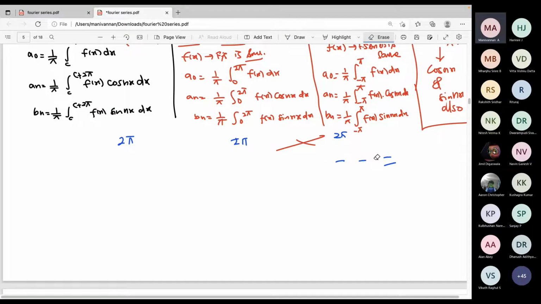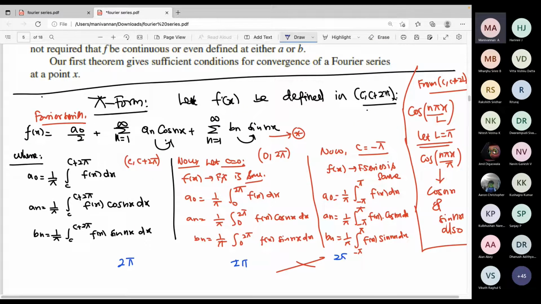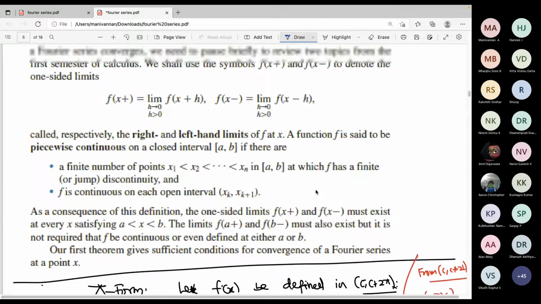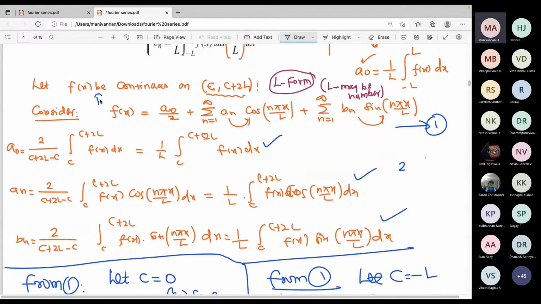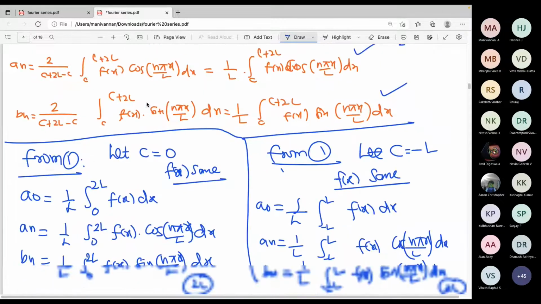So it is based on the function, in which interval they are defined, whether it is minus pi to pi, this is 0 to 2 pi, and this is the formula for minus pi to pi. So if it is pi form, then this is the corresponding Fourier series. But this a naught, a n, b n Euler's formula will differ. Is it clear? Okay, this is my Fourier series. Now we will check how to write a Fourier series.